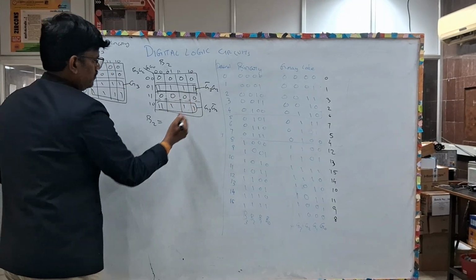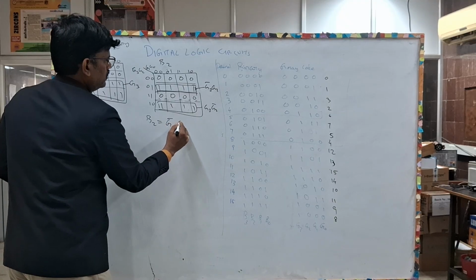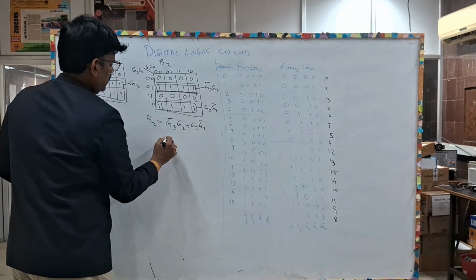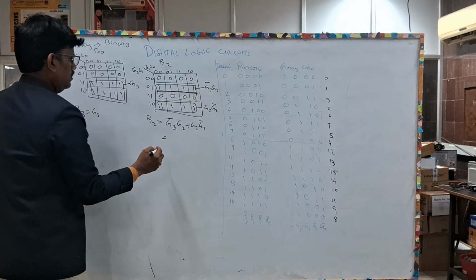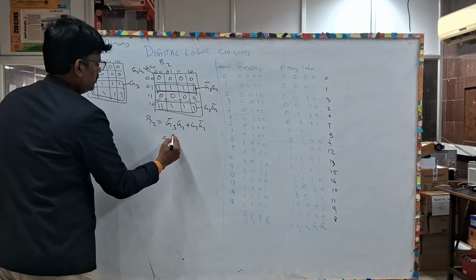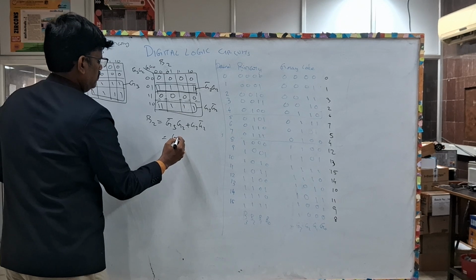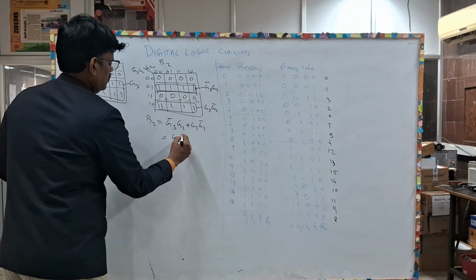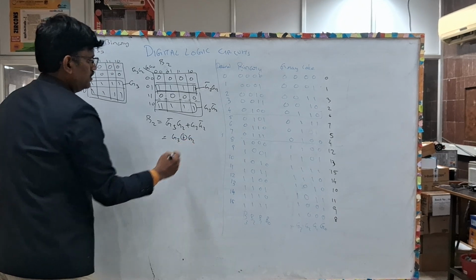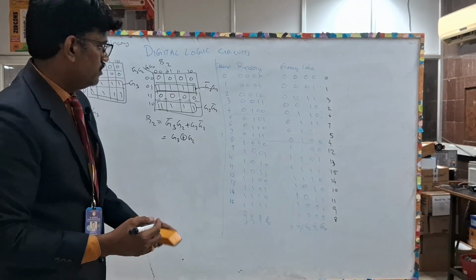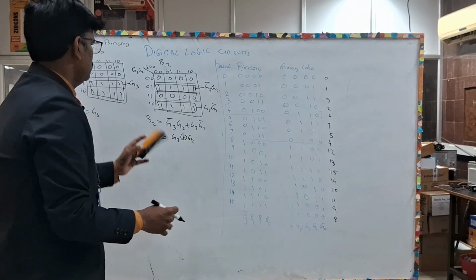So B2 is going to be this combination, G3 bar G2 plus G3 G2 bar, and that is going to be the XOR operation between G3 and G2, and this is the expression for the XOR gate of G3 and G2.